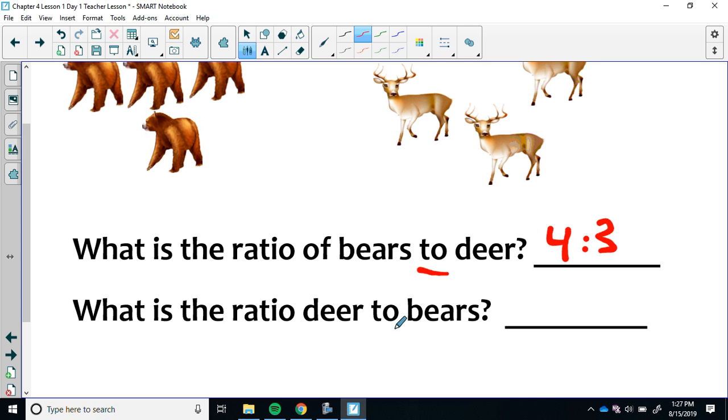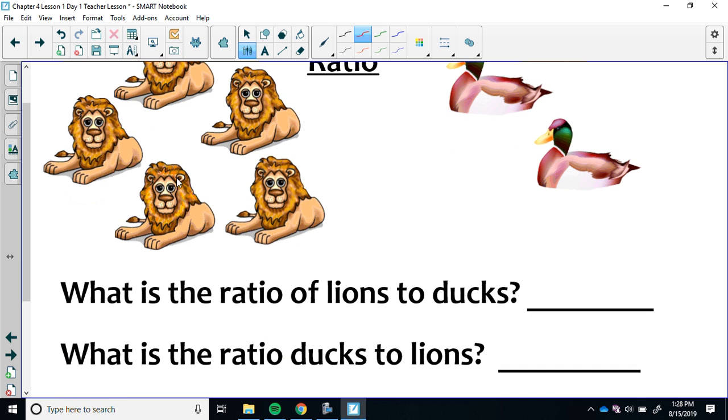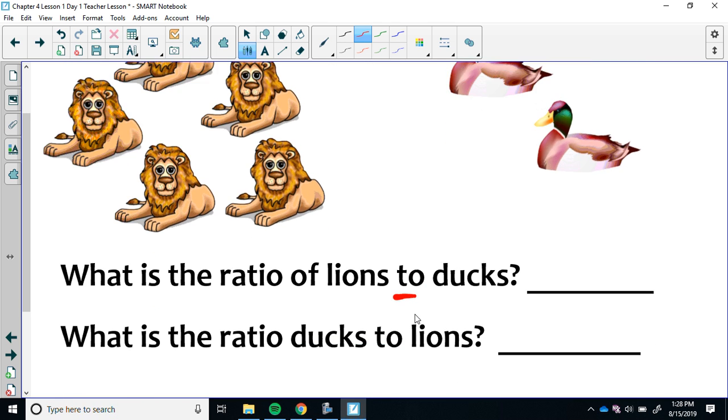What is the ratio of deer to bears? So this one would be 3 to 4. Ratios are pretty simple. Whatever is listed first is what you write down first. Whatever is listed second is what you write down second. Ratio of lions to ducks. Lions to ducks. So we count our lions, we count our ducks. 5 to 2. What is the ratio of ducks to lions? So that would be 2 to 5.